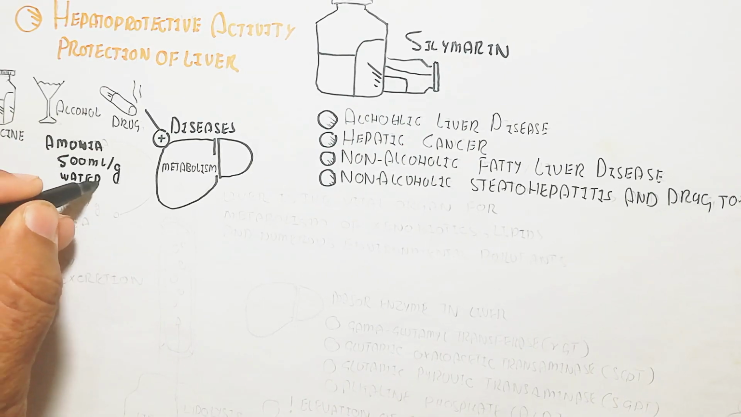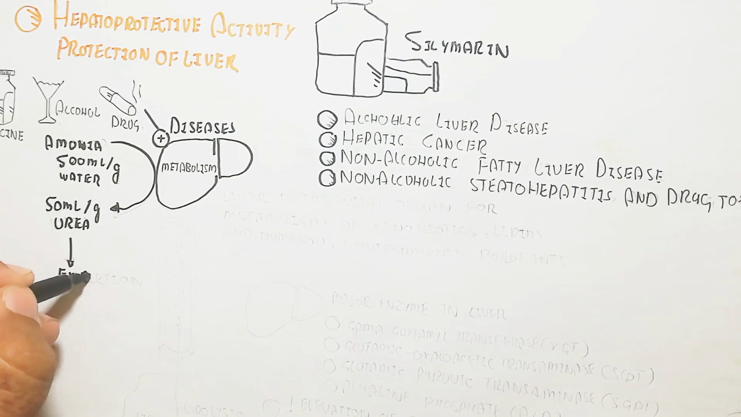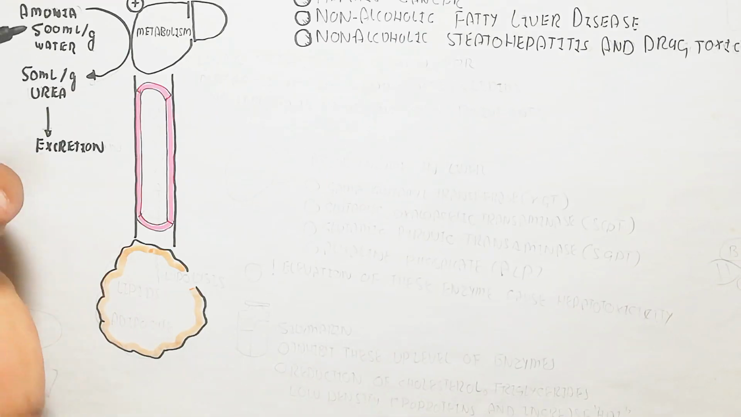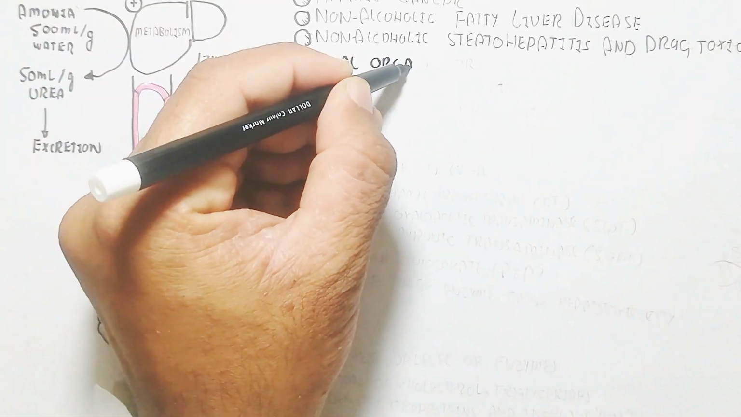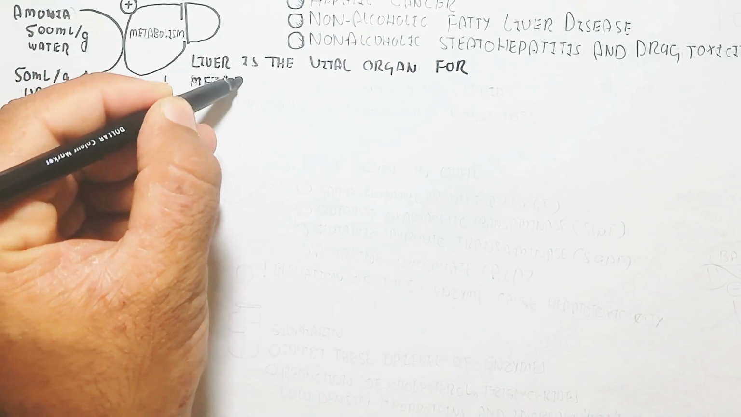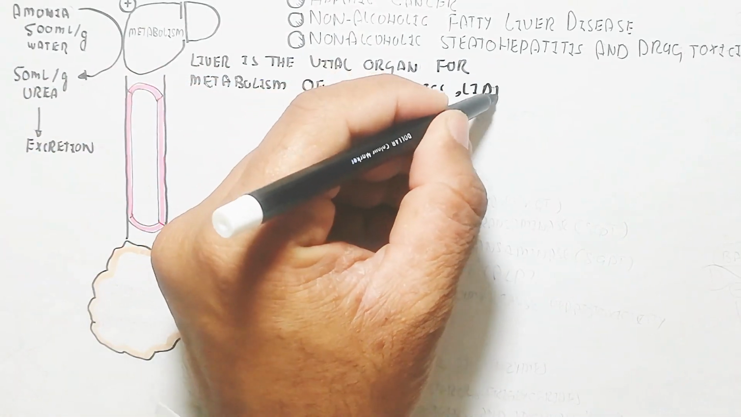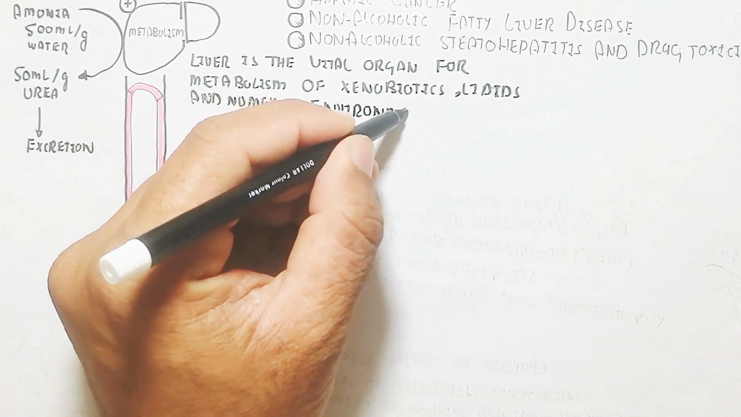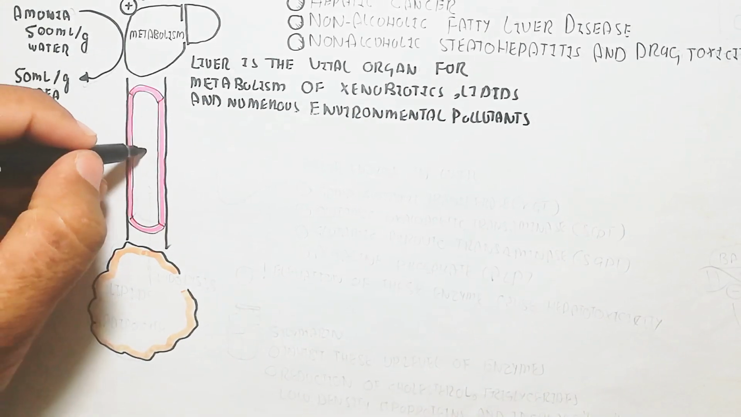For ammonia, 500 ml of water is required to excrete 1 gram of ammonia, so it is converted into urea, which requires 50 ml per gram for excretion. So that is a greater level of function. The liver is a vital organ for the metabolism of xenobiotics, lipids and numerous environmental pollutants.